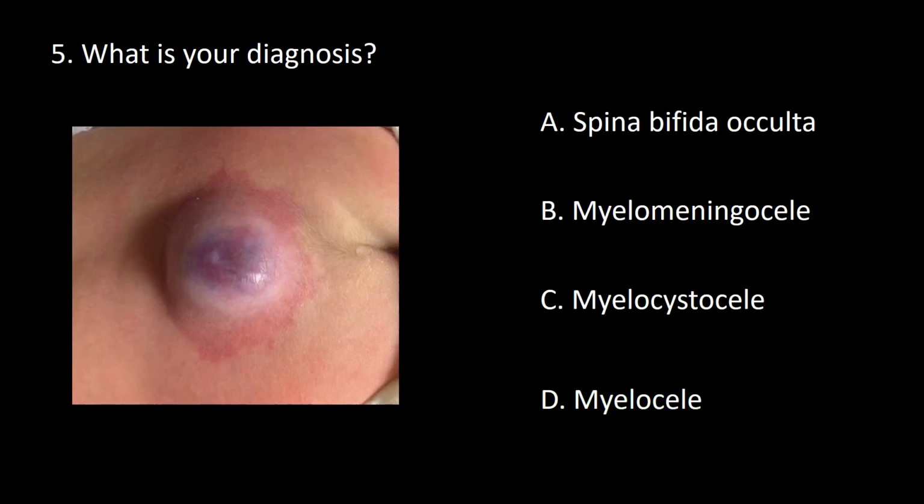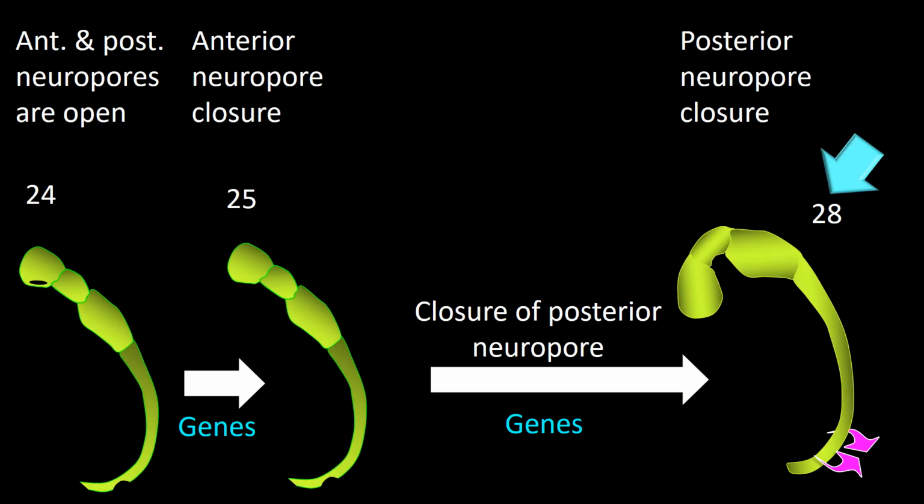Next question. Please look at this image and select the best answer. A. Spina bifida occulta. B. Myelomeningocele. C. Myelocystocele. D. Myelocele. As you recall, once the posterior neuropore closes by day 28, in a matter of hours or maybe less, the mesenchyma and skin above close too.